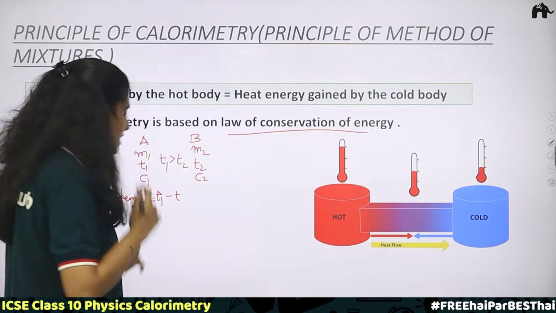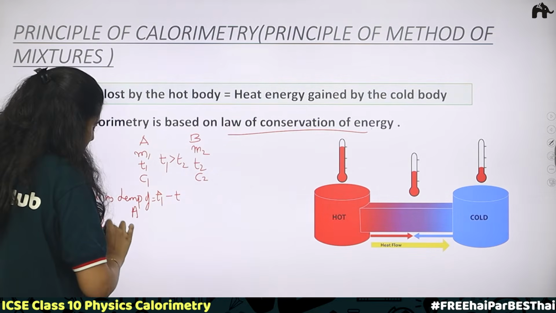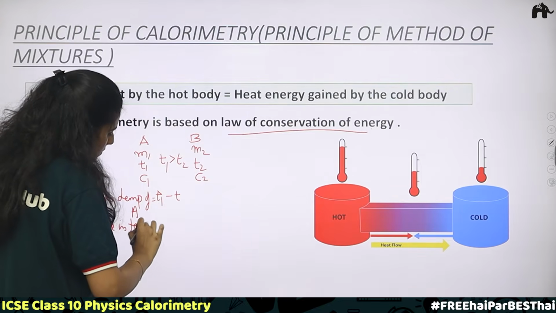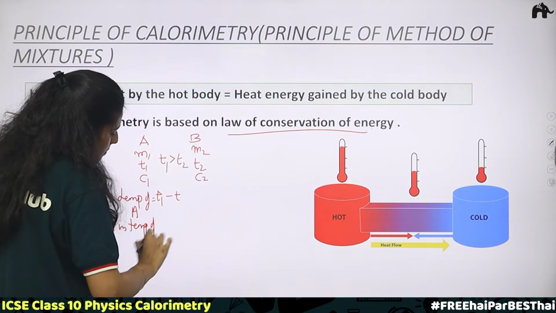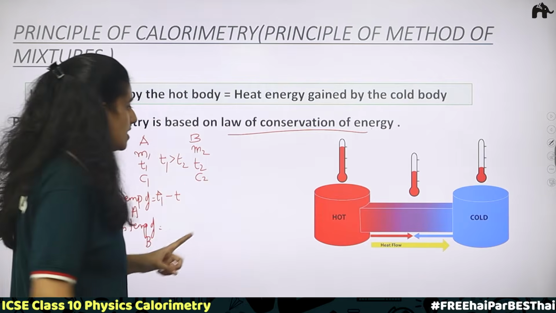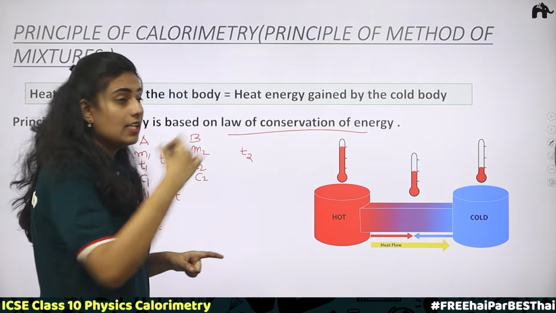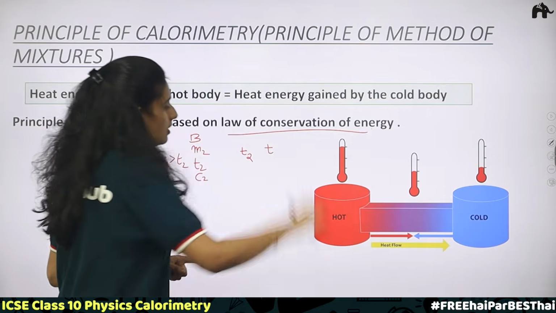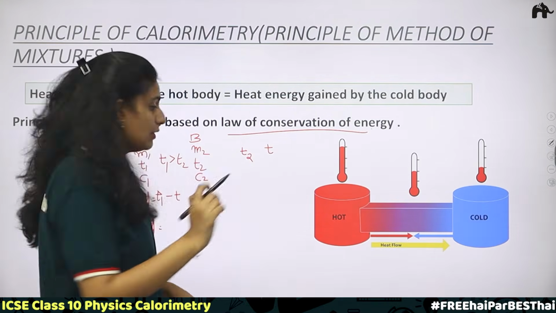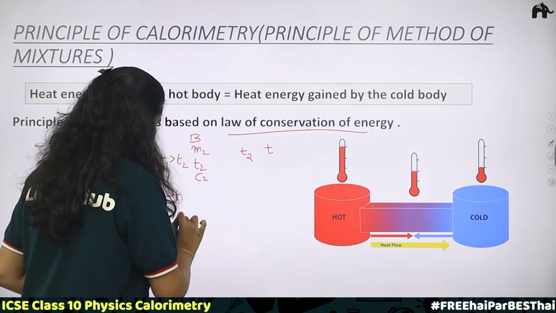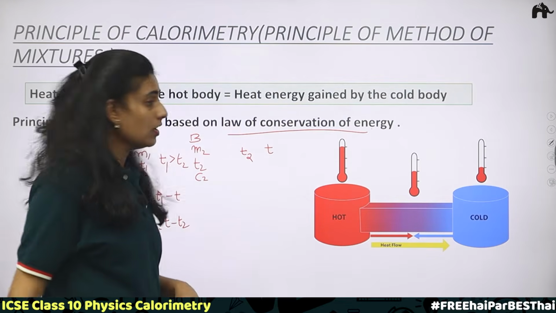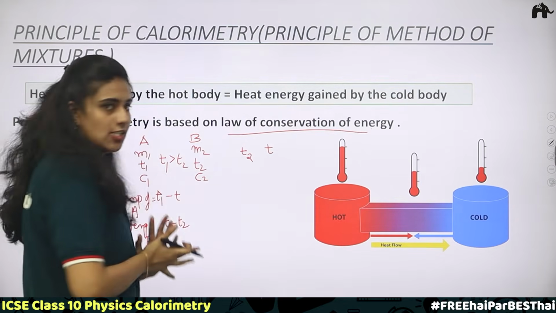Next, what is happening to B? The temperature is rising. Therefore rise in temperature of B will be equal to, how much it is rising? So here it was T2, it is changing to T. Therefore we'll be having T minus T2. Now we got the temperature change.